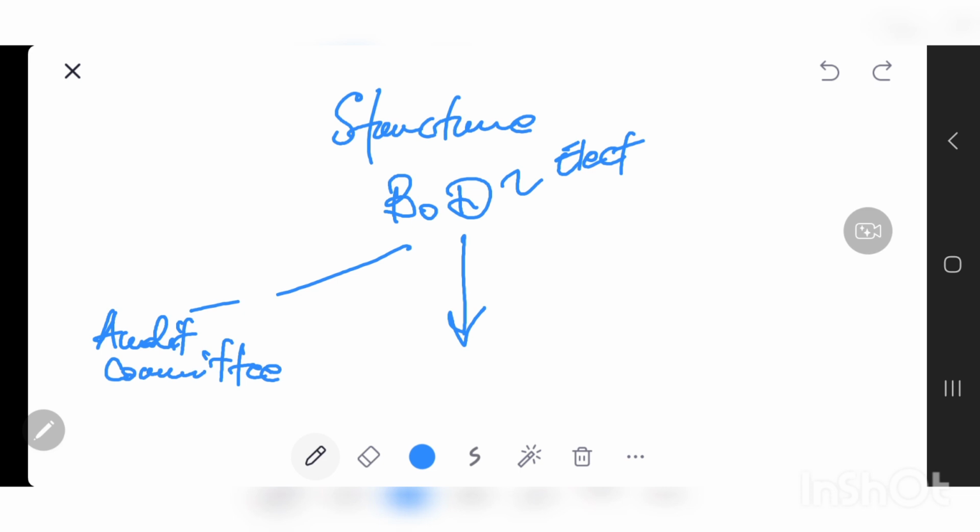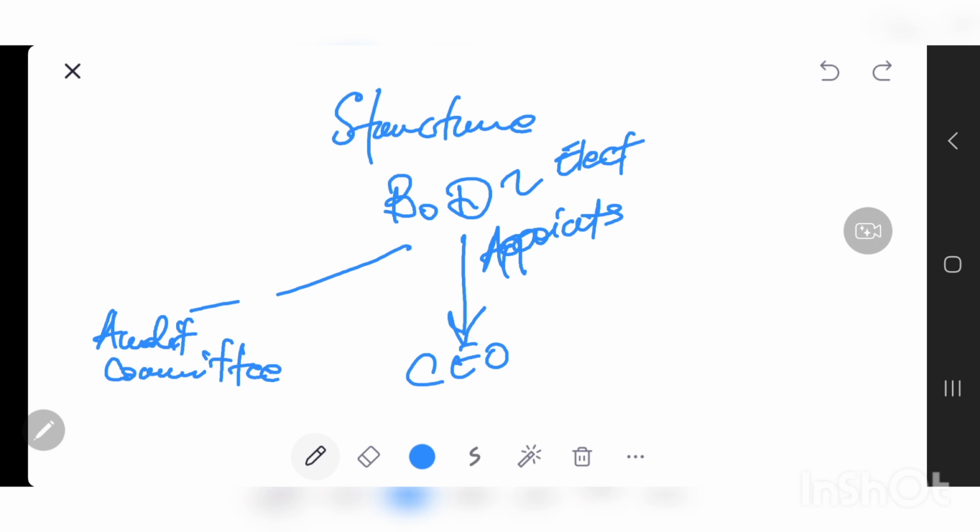The board of directors also appoints what is called a CEO. So a CEO is the chief executive officer of the company. So this is the person now who's the head of the company in terms of running it.